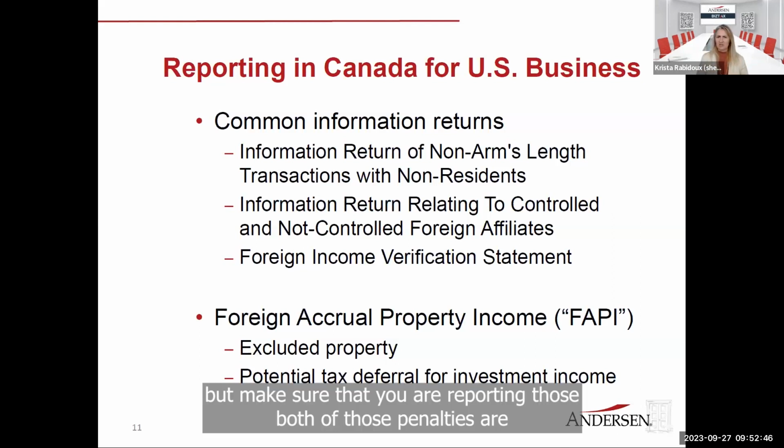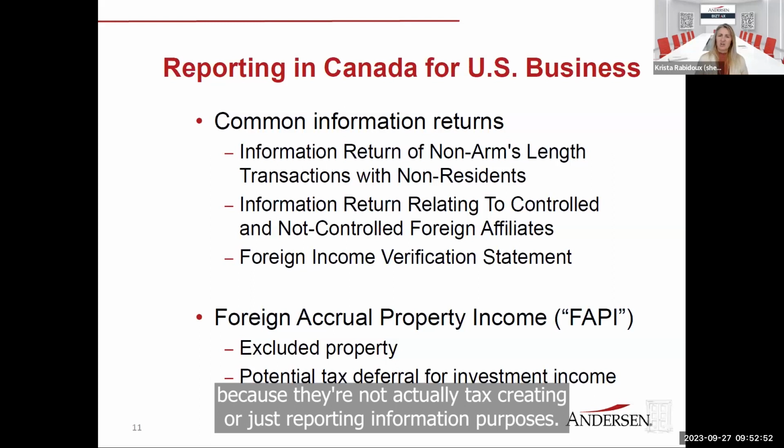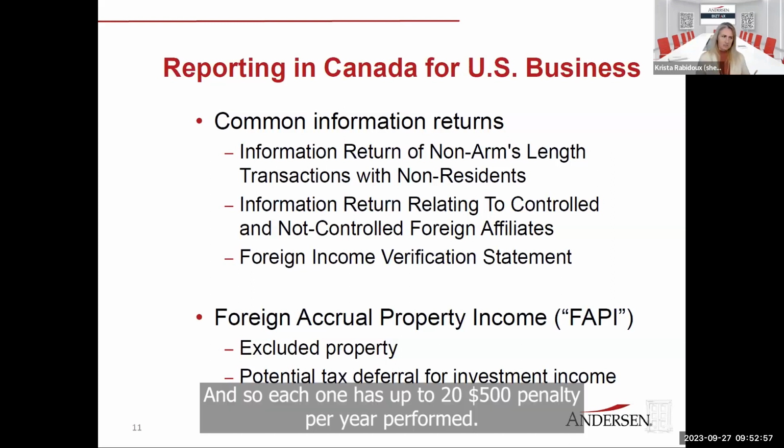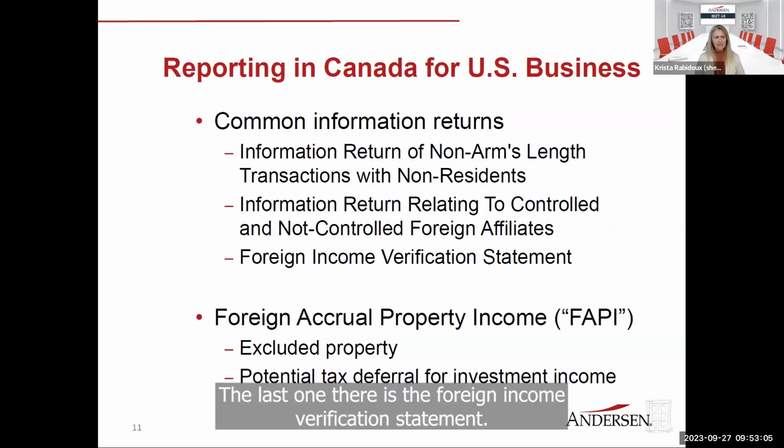Both of those returns, as well as the foreign income verification statement, have penalties, because they're not actually tax creating, they're just reporting for information purposes. Each one has up to a $2,500 penalty per year per form if it's not timely filed. The last one there is the foreign income verification statement.